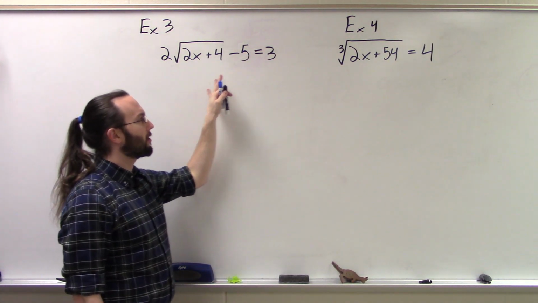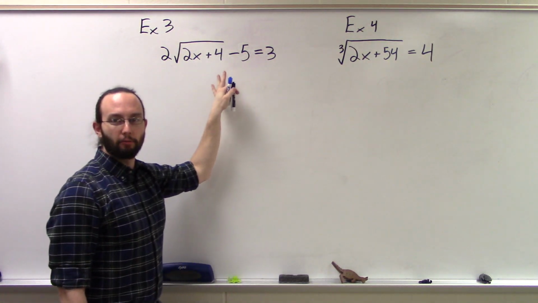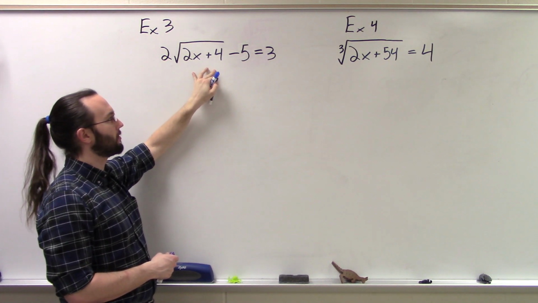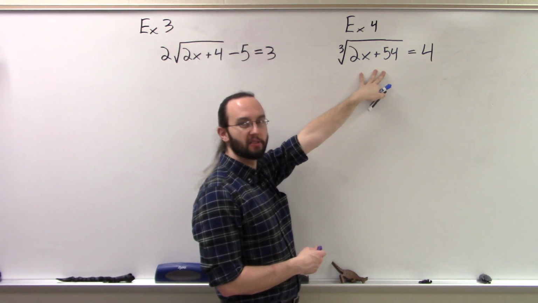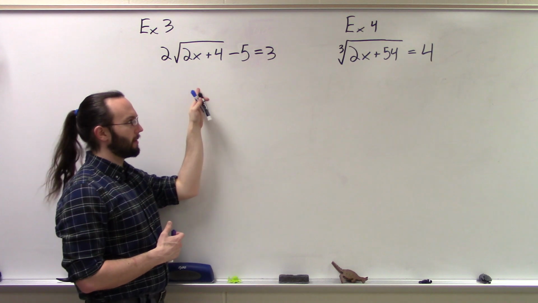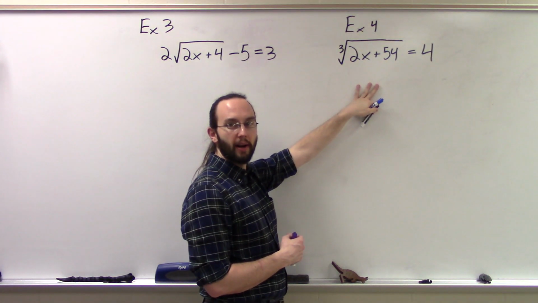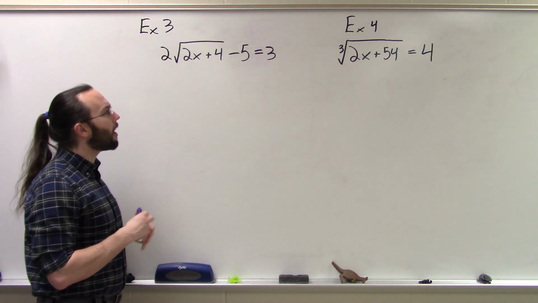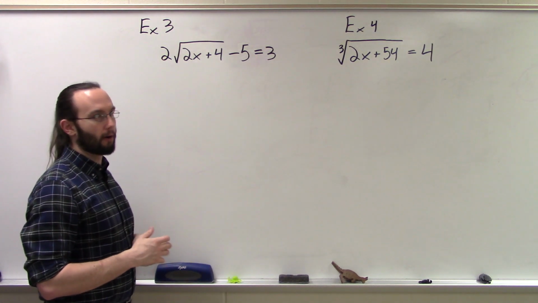So looking at two more examples, both of these have radicands that are not just a variable. There's some extra stuff underneath this square root on the left and this cube root on the right. So we still want to square in the left example or cube both sides in the right example in order to get rid of that radical. But there might be some other things going on before or after.